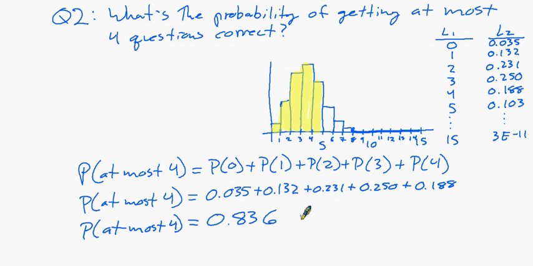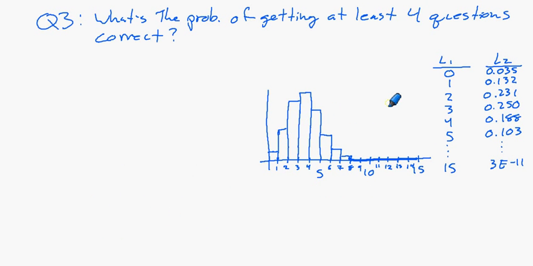Now, another way of asking the question: what's the probability of getting at least 4 questions correct? All right, so it's no longer at most. What does at least mean? Well, it means that this is now the lower bound, the minimum. So it's going to include this and everything above, which if we look at this graphically is going to be this part of the graph.